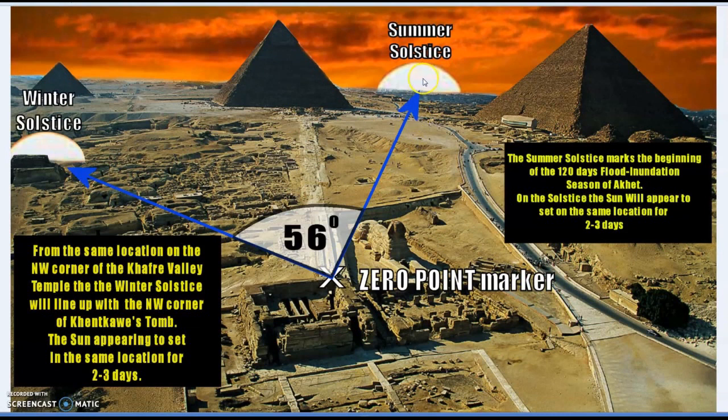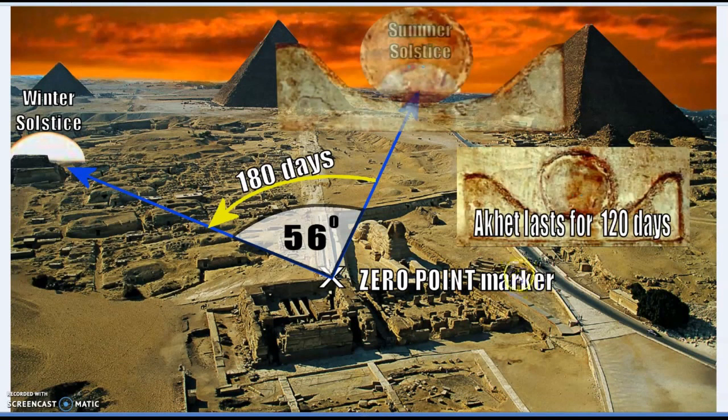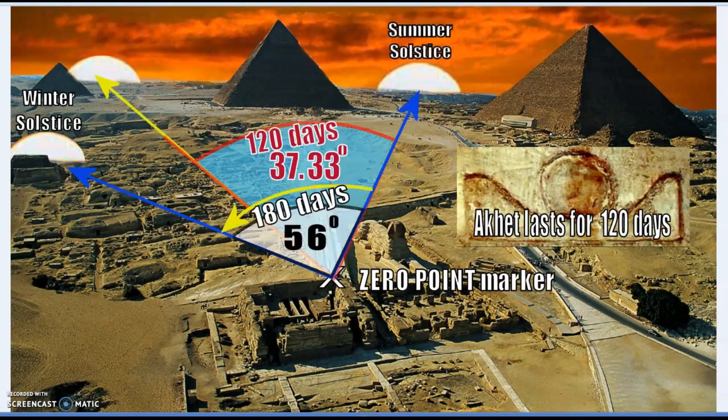Now the angle between summer solstice and winter solstice is 56, or 14 times 4, which is marked out, for instance, in these causeways. So that's 180 days there and 180 days back, but there are 365 days per year. Well, on the solstice, winter and summer, for a 2 to 3 day period, the sun appears to rise and set in the same place, and that's the intercalary period. Again, Akhet lasts for 120 days.